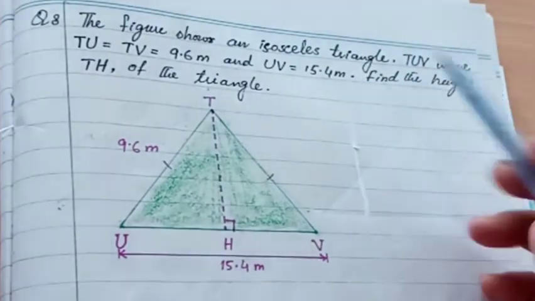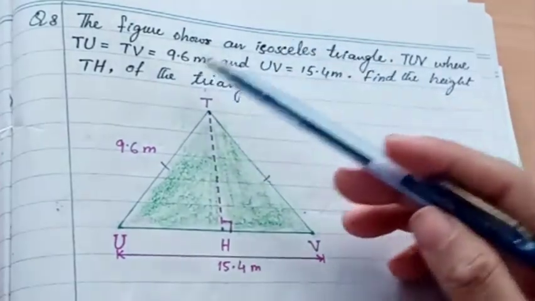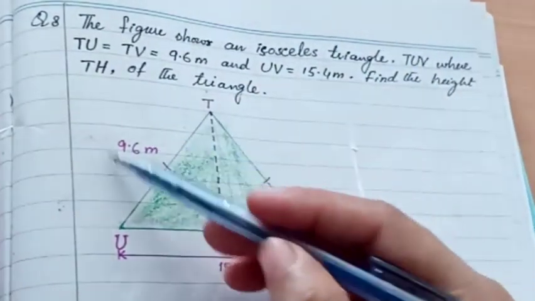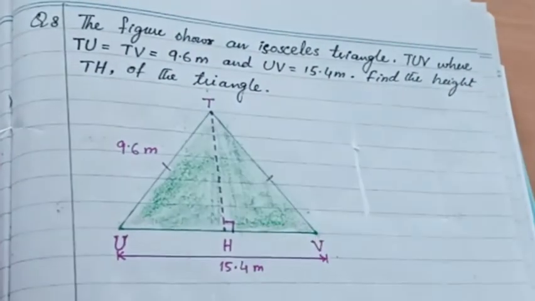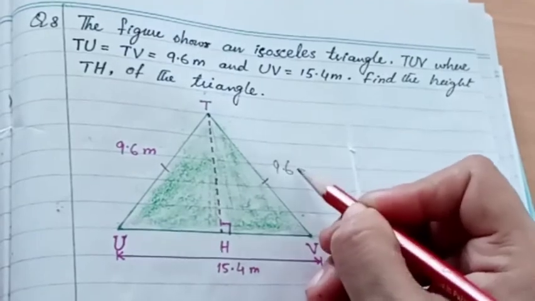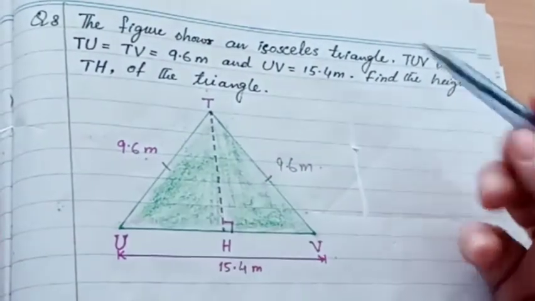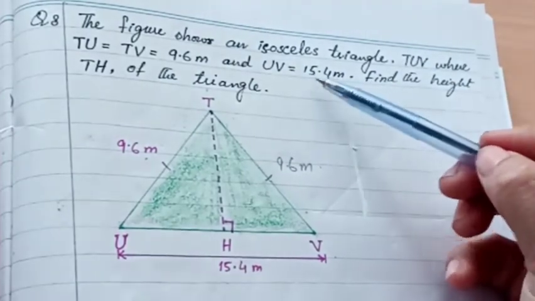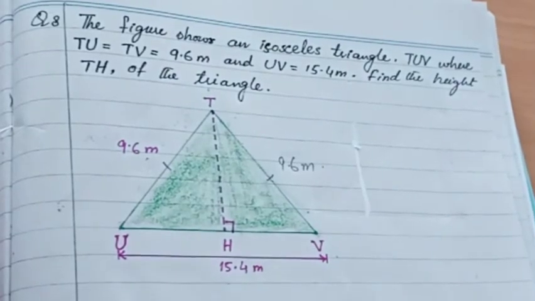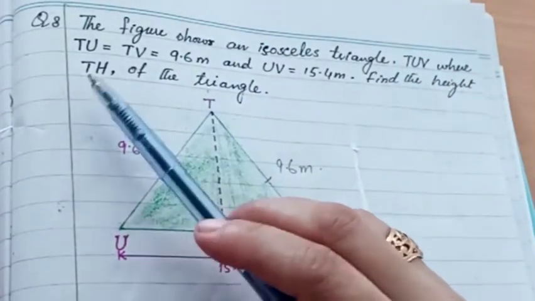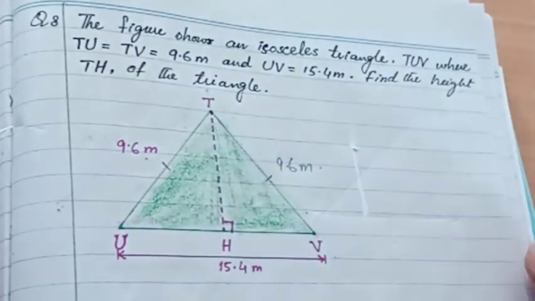Triangle TUV, where TU and TV equal 9.6 centimeters. TU is 9.6 and TV is also 9.6 meters. Sorry, it's not in centimeters, it's in meters. And UV equals 15.4 meters. This side UV is given as 15.4 meters. Find the height TH of the triangle. You have to find this height TH of the triangle.